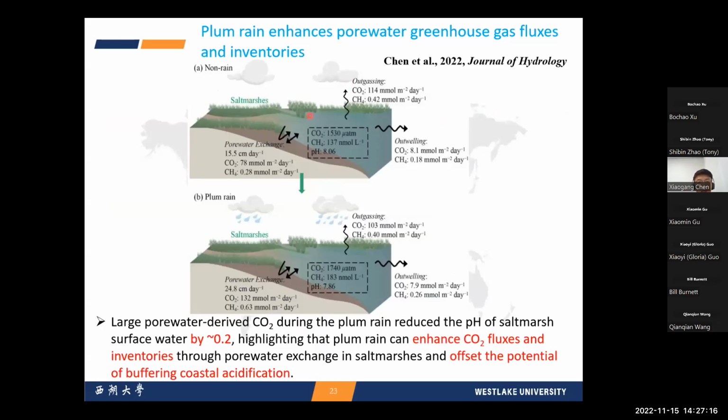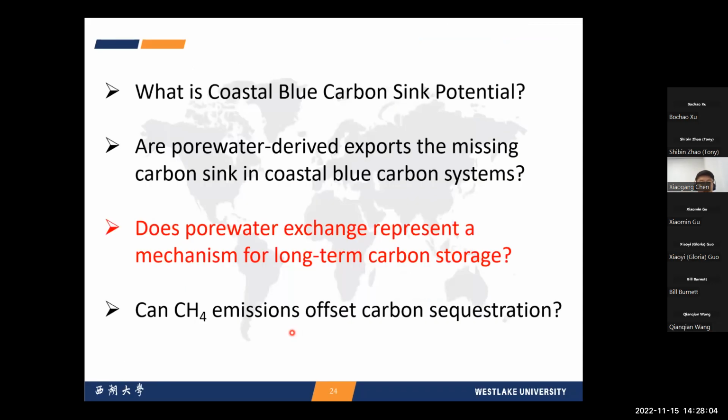So in our study, we can see the porewater-derived greenhouse gas fluxes and also the surface water greenhouse gas inventories during the rainy season were significantly higher than those from the no-rain season. Large porewater-derived CO2 during the rainy season reduced the pH of the saltmarsh surface water by about 0.2, highlighting that rain can increase CO2 fluxes and inventories through porewater exchange in saltmarshes and offset the potential of buffering coastal acidification in our study site. So yes, now we can see the porewater-derived large amounts of carbon fluxes in coastal wetlands.